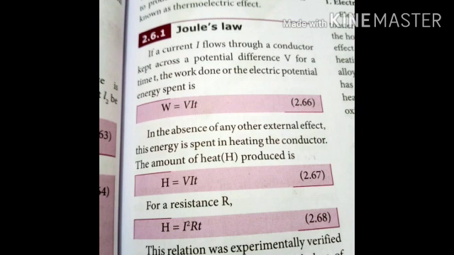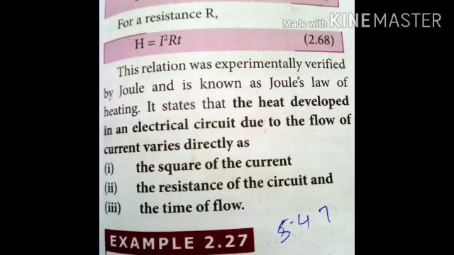Joule's law of heating can be defined as follows: the heat developed in an electric circuit due to the flow of current varies directly as the square of the current, the resistance of the circuit, and the time of flow. These three are directly proportional to the amount of heat produced by the conductor. This is the statement of Joule's law. So H = I squared Rt.